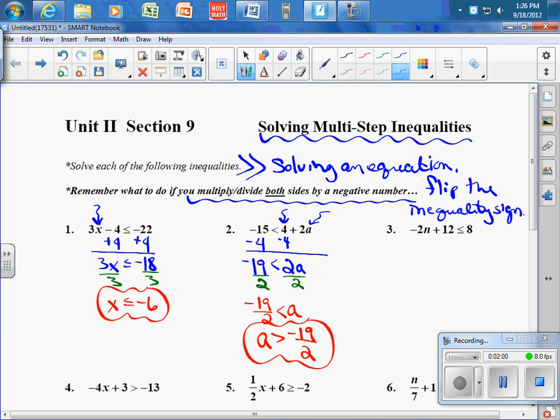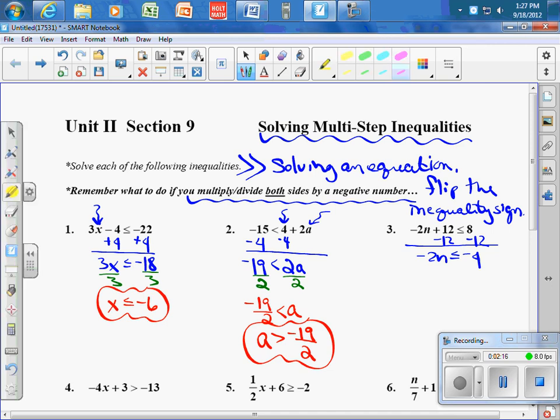In number 3, I want to subtract 12 from both sides of the inequality sign. I'll have negative 2n is less than or equal to negative 4. Now we should have noticed from the very beginning that in this particular problem, there is a negative attached to the n. That means in the end, I'm going to have to reverse the inequality sign. And in fact, I'm doing that here by dividing both sides by negative 2, which reverses the inequality. I get n is greater than or equal to positive 2.